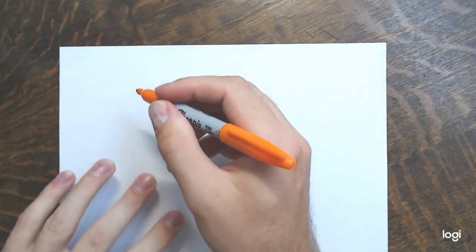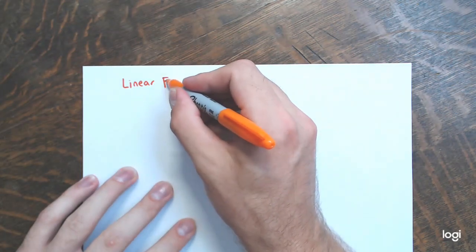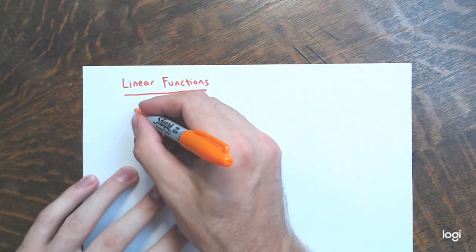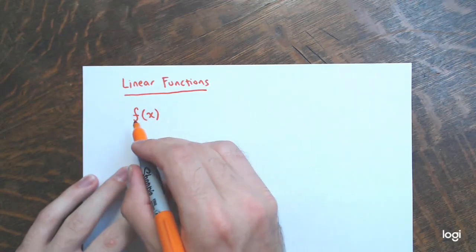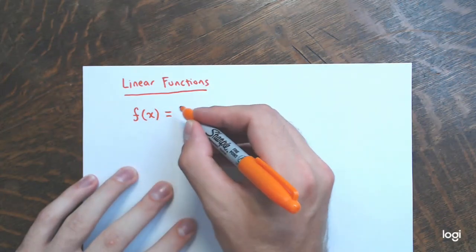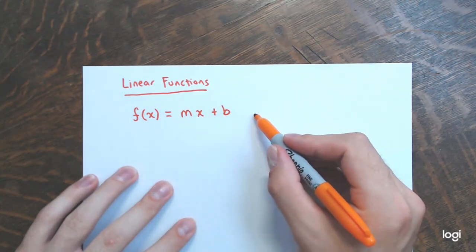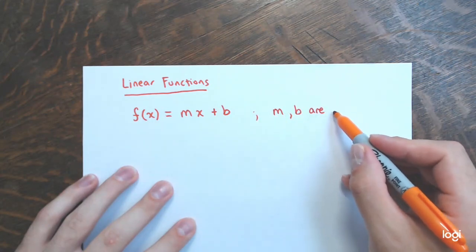Before I get to my examples, what we're doing here is graphing linear functions of a single independent variable of the following form. So we're going to be graphing functions of this form: f of x, or the value of function f at x, equals m times x plus b, where m and b are real numbers.